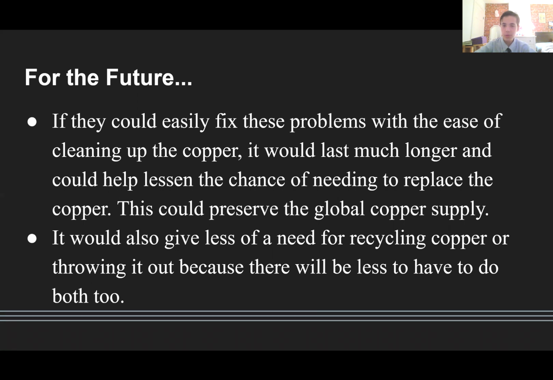This could preserve the global copper supply. It would also give less of a need for recycling copper or throwing it out because there will be less to have to do that to.